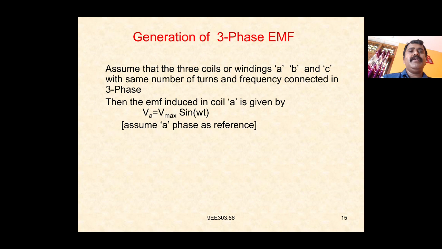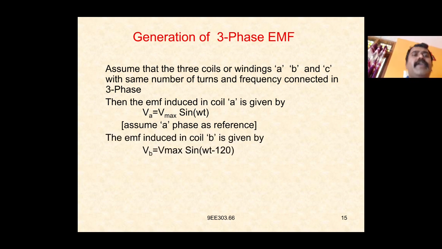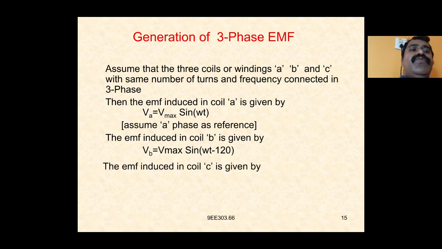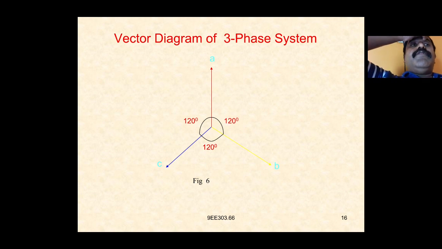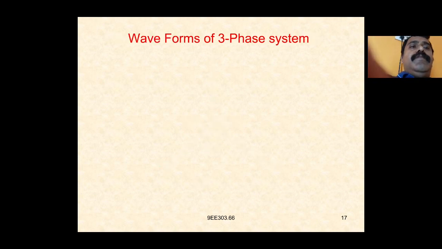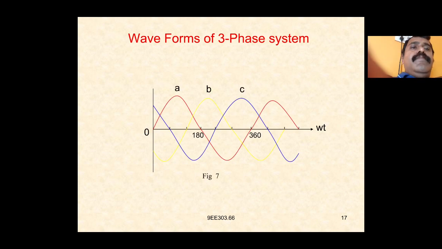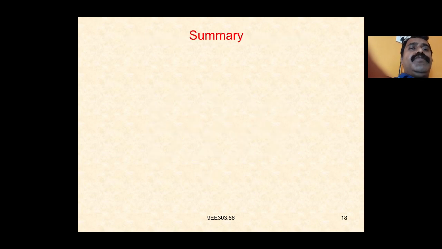So VA is equal to Vmax sin omega t. The EMF induced in coil B is given by VB is equal to Vmax sin omega t minus 120 degrees. The EMF induced in coil C is given by VC is equal to Vmax sin omega t minus 240 degrees. The vector diagram of the three-phase system, A, B, C, is 120 degrees, 120 degrees, 120 degrees out of phase. This is the vector diagram and waveforms.